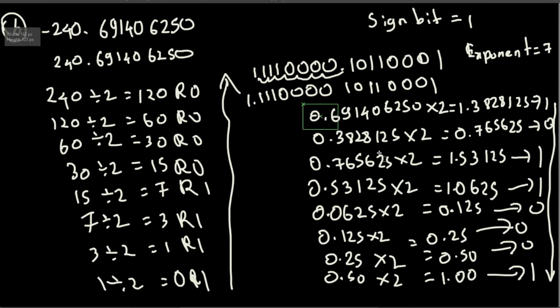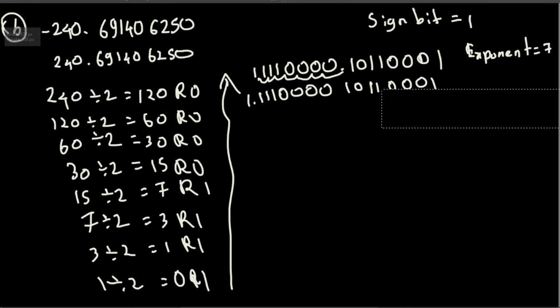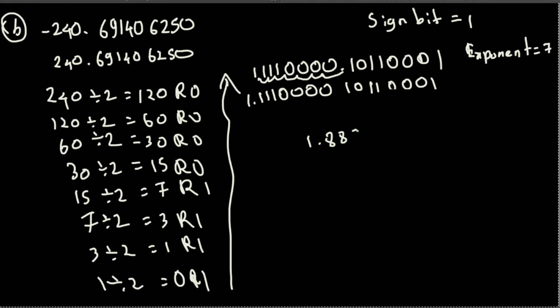After I move this one, if I find out the decimal equivalent of this, that is the mantissa. I'm going to erase this one, and if I find the decimal equivalent for this, that gives me 1.8804016113281250, and this is our mantissa.